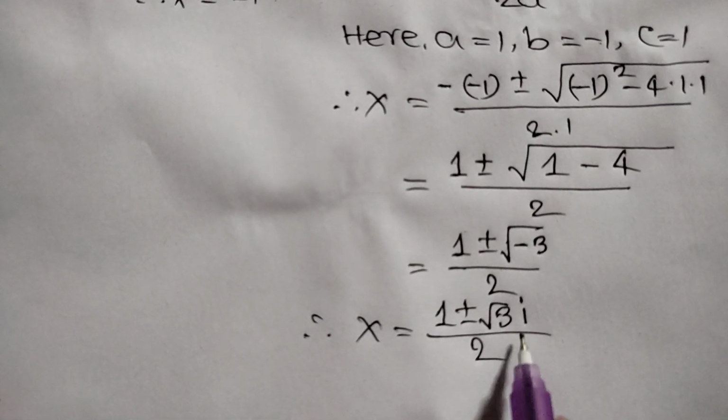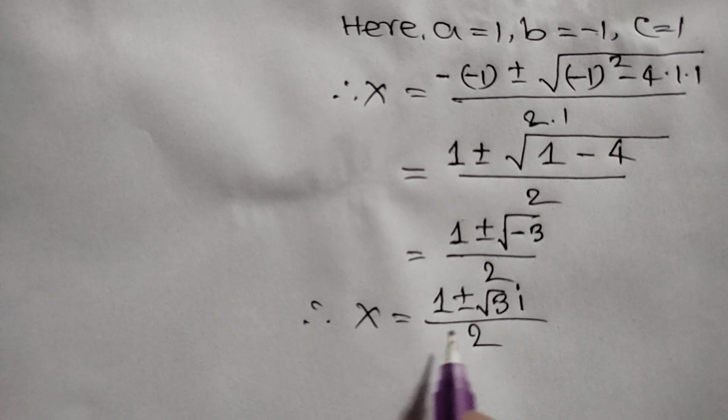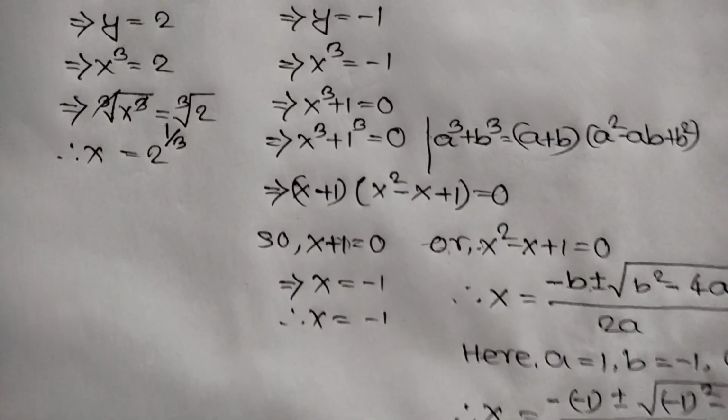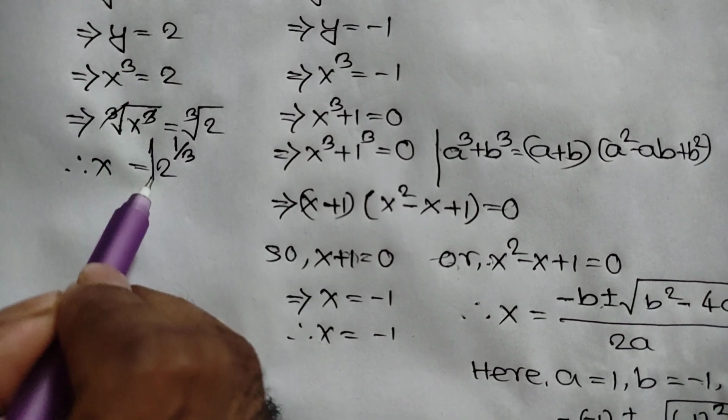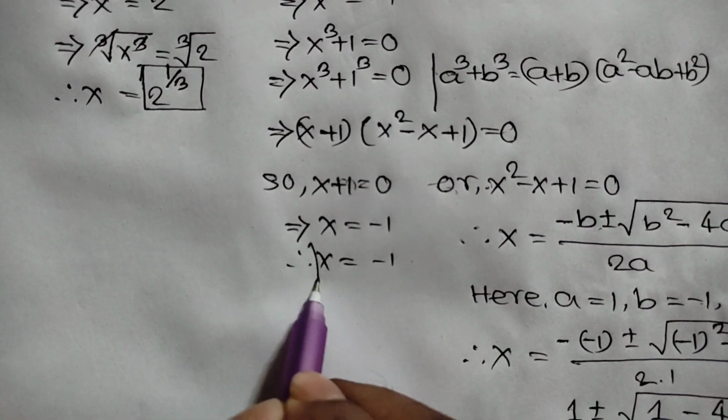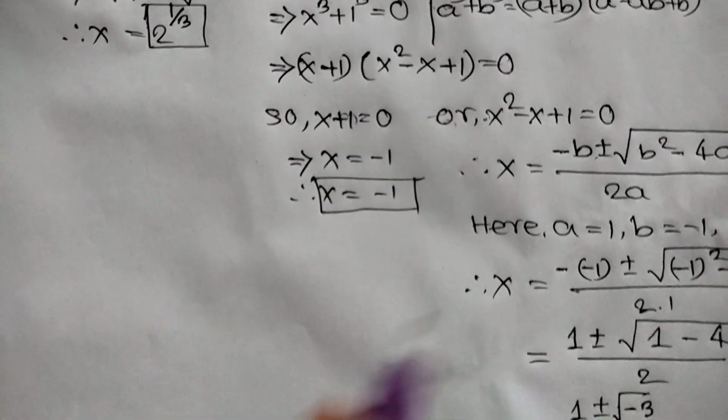Now attention here, this is an imaginary value, so it will be rejected. So our values of x are 2 to the power 1 over 3 and x is equal to negative 1.